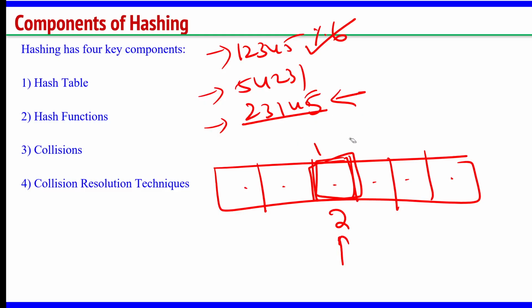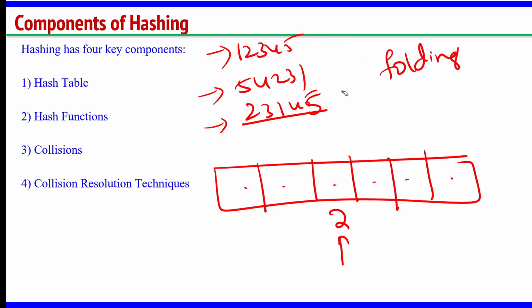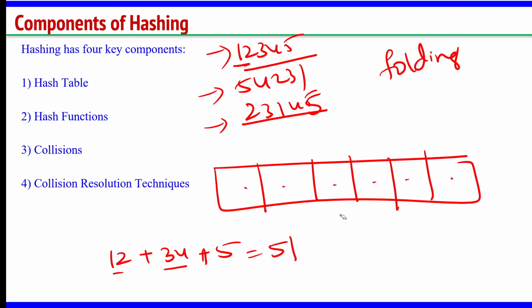So for that, one method is the folding method. What does the folding method say? You take the first number 1 2 3 4 5 and add every two digits: 12 plus 34 plus 5. You make this sum. What is this sum? 12 plus 34 is 46, plus 5 is 51. Then you do 51 modulo 6. So this gives me 3. If I put the indexes, this gives me 3. So I can put the value 1 2 3 4 5 here.